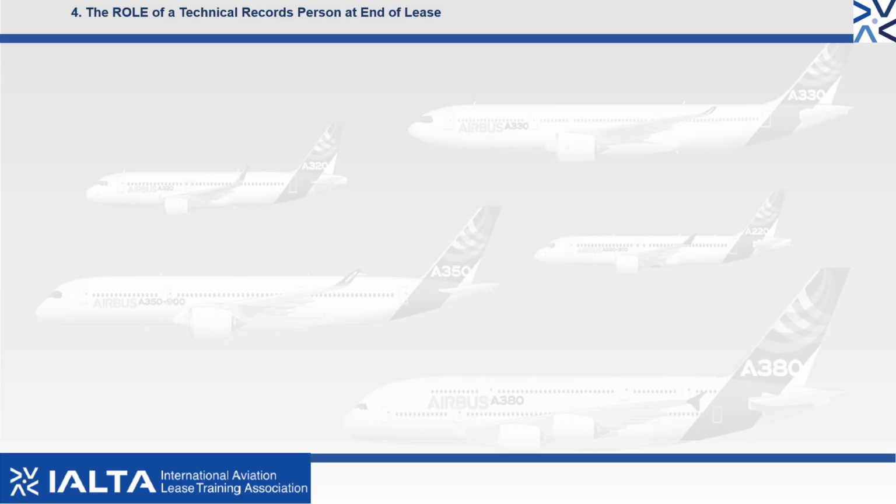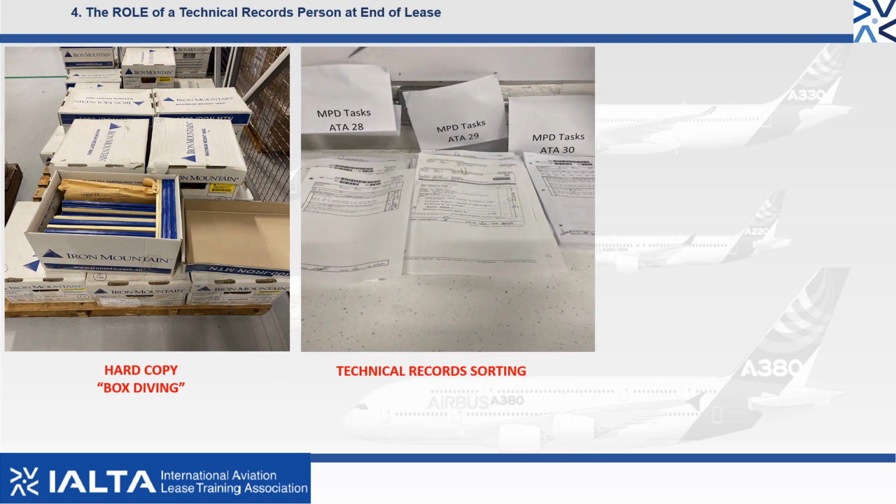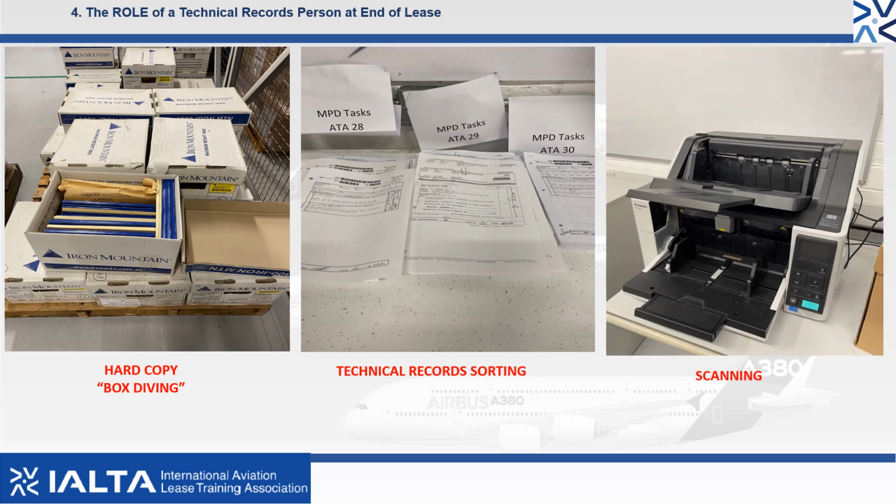But we must point out that the records person will have to travel to the location of the hard copy records, and this part of the role involves a lot of box diving to find hard copy records and a lot of record sorting and scanning in order to create organized digital records.